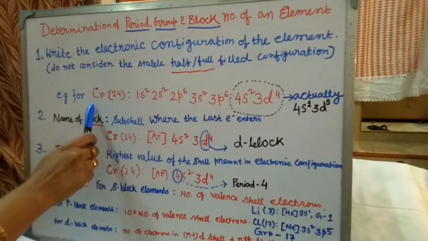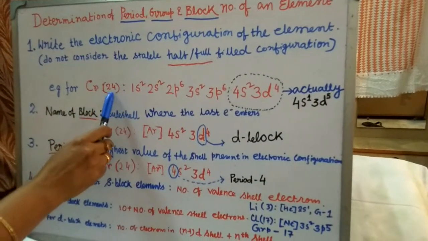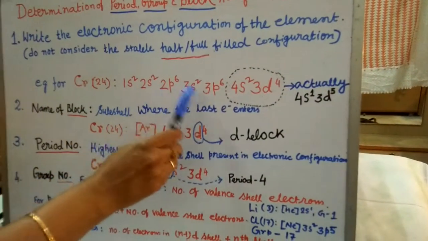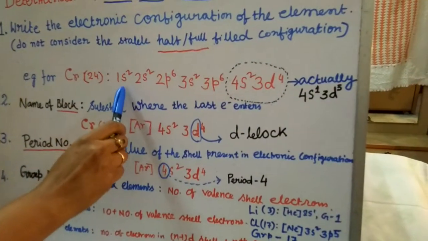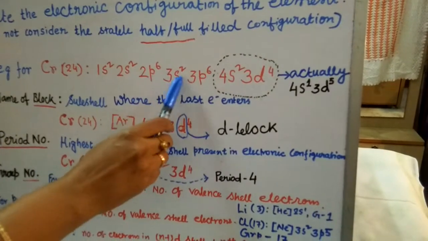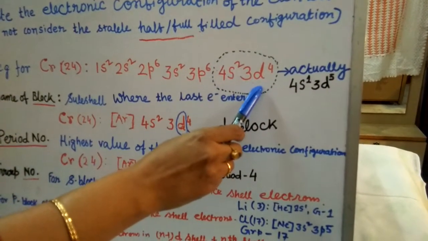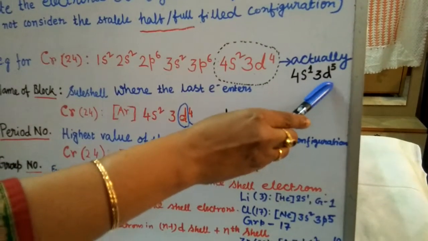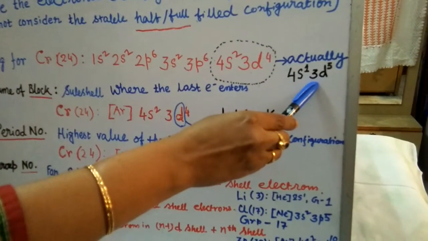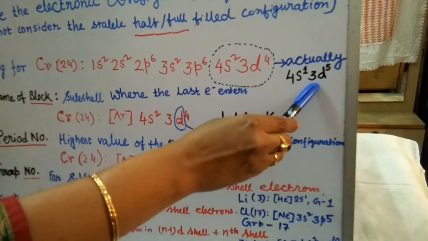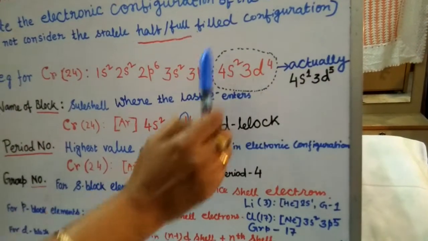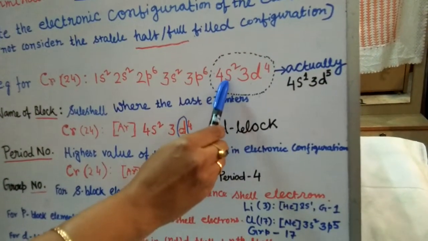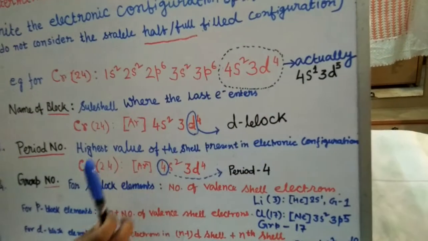That is, for chromium, whose atomic number is 24, we will write the electronic configuration as 1s2, 2s2, 2p6, 3s2, 3p6, 4s2, 3d4. But actually we write it as 4s1, 3d5 because we know that 3d5 is the stable electronic configuration as it is a half-filled configuration. But we will write it as 4s2, 3d4 here.